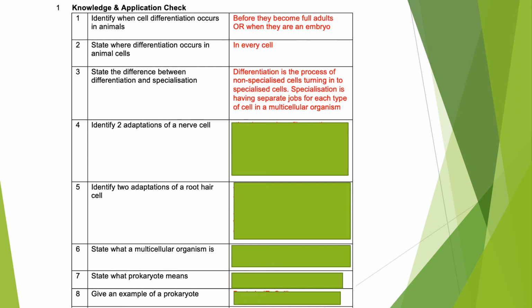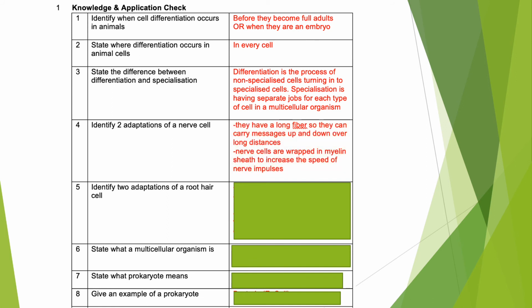All right, number 4 and 5 are similar. Identify 2 adaptations of a nerve cell and a root hair cell. So for the nerve cell, you can write that they have a very long fiber, so they're basically constructed very long, so that they can carry messages up and down over long distances, right? And also they cover more ground. And nerve cells are wrapped in something called myelin, wrapped in a myelin sheath to increase the speed of nerve impulses, or you can say electrical impulses as well.